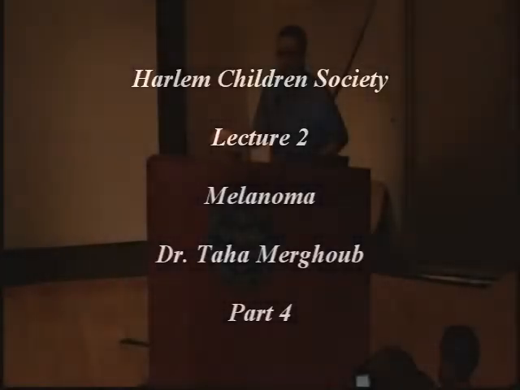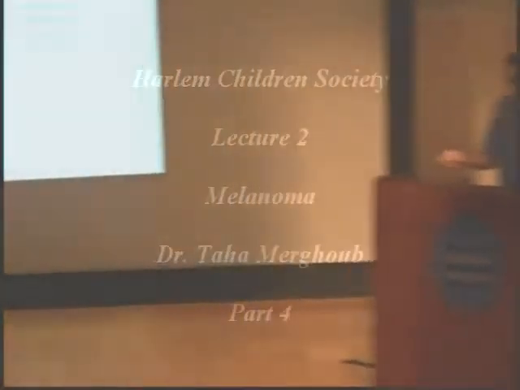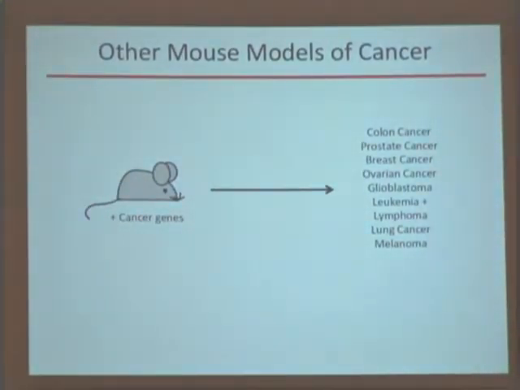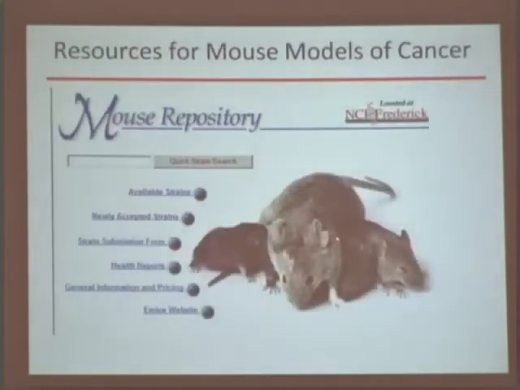What I would like to do is also show you that mouse models, and again, what I'm trying to do is not tell you only about what we do in the lab, but what other people are doing. Mouse models where people have activated an oncogene and mutated a tumor suppressor gene have been instrumental in modeling many cancers, such as colon cancer, prostate cancer, breast cancer, ovarian cancer, etc. And there are resources on the website.